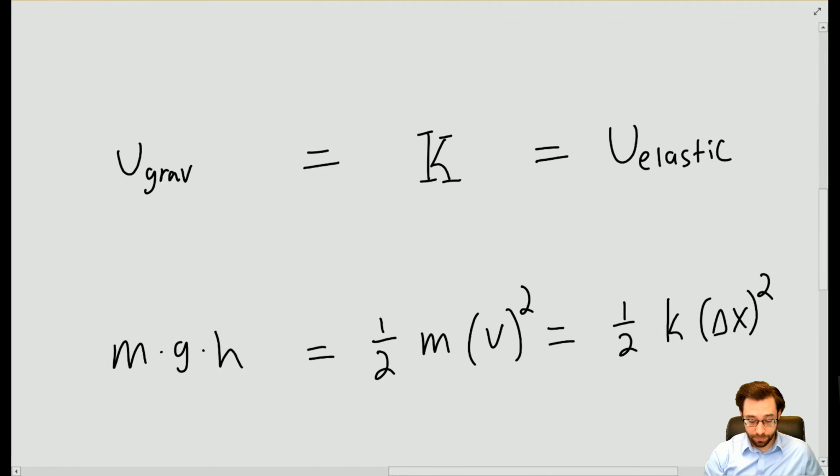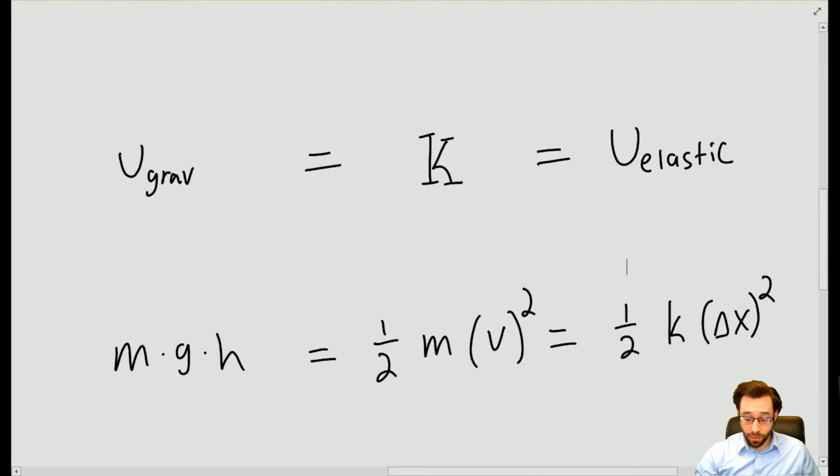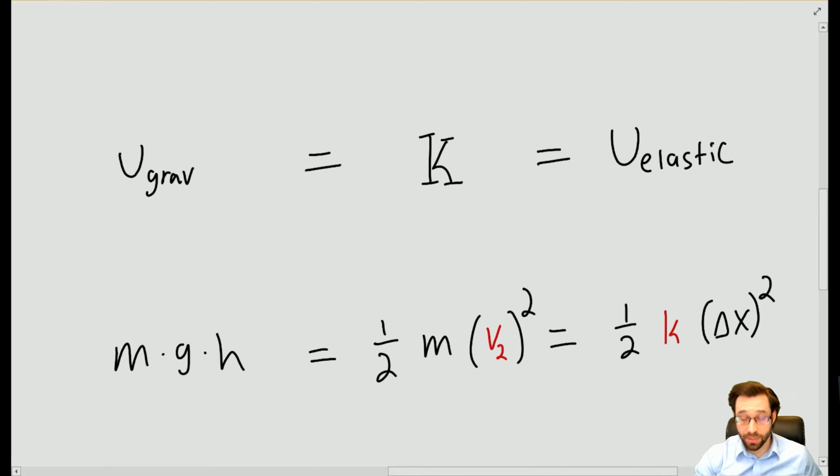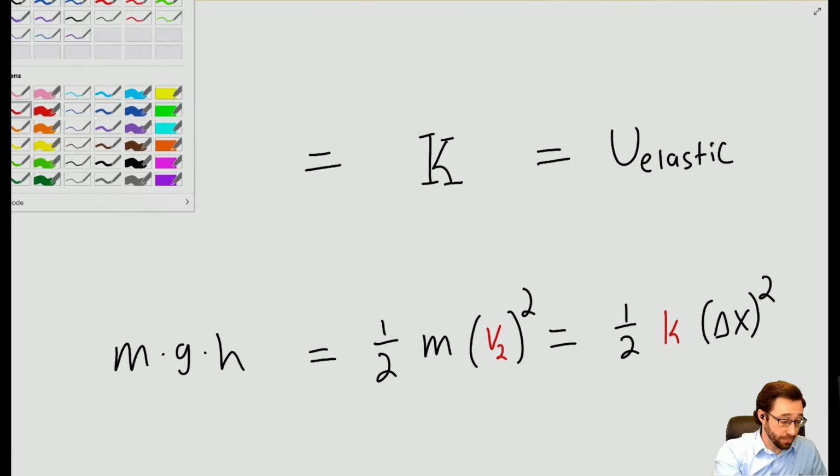All right. So the variables that I want to solve for, I'm going to write in red. So I'm solving for V2. Now the subscript 2 just represents that it's at state 2. And then my spring constant, that's representing how strong the spring is.